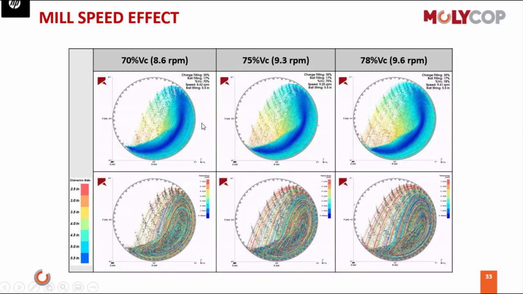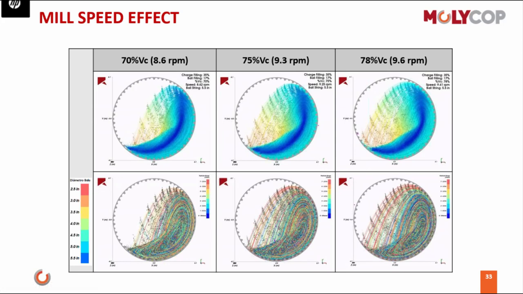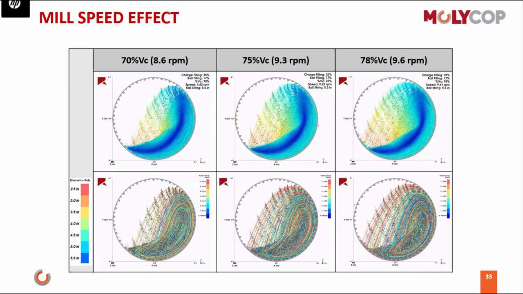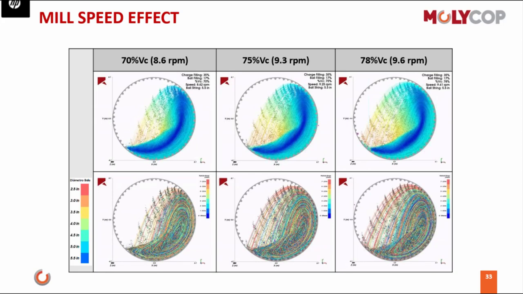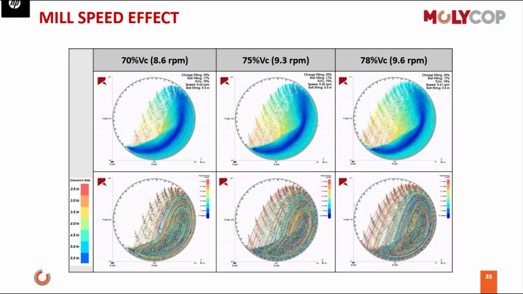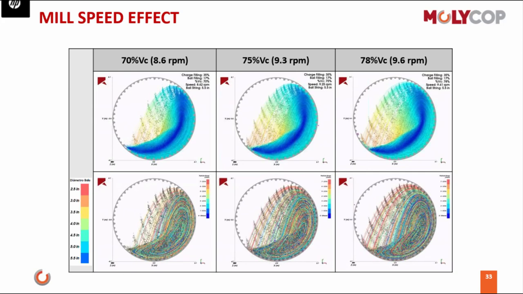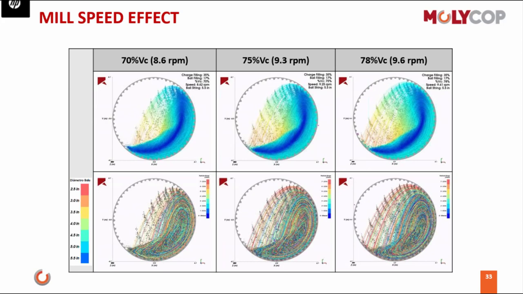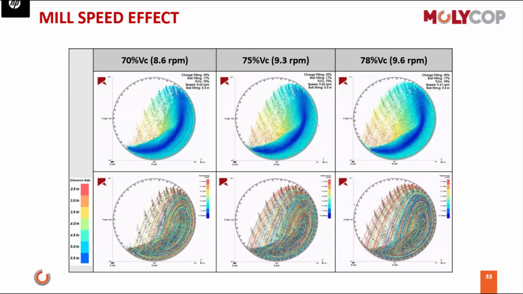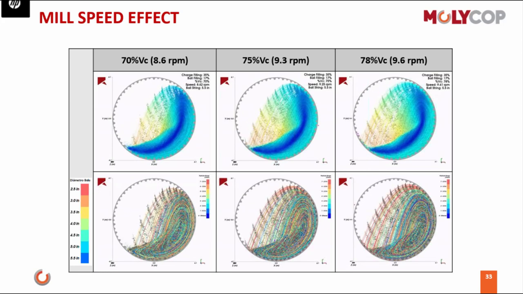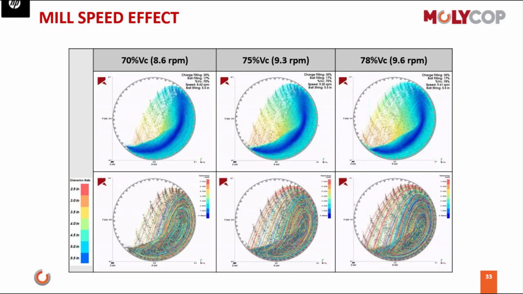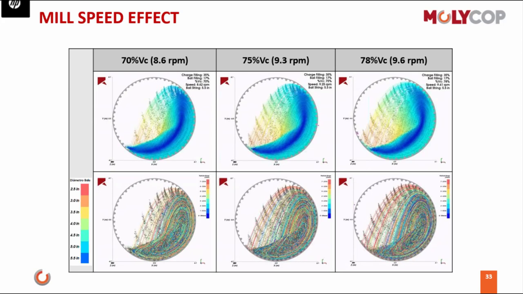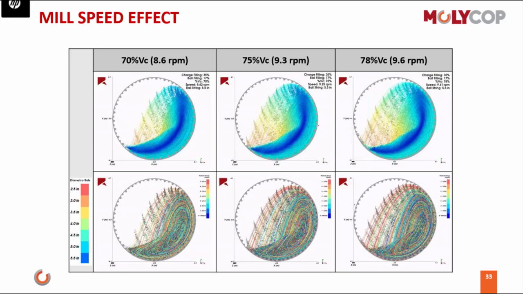You can look here. Three mill speeds: 8.6 RPM, 9.3 RPM, and 9.6 RPM. You can see that at 8.6 RPM, the charge is hitting close to the toe. When you increase to 9.3 RPM, you begin to hit the liners a little bit, and if you run the mill at 9.6 RPM, you are going to hit the liners. But we don't notice that in our control room. Maybe you are going to have a noisy mill, and if you have a noisy mill, you can say that you are hitting the liners. But which is the right way?